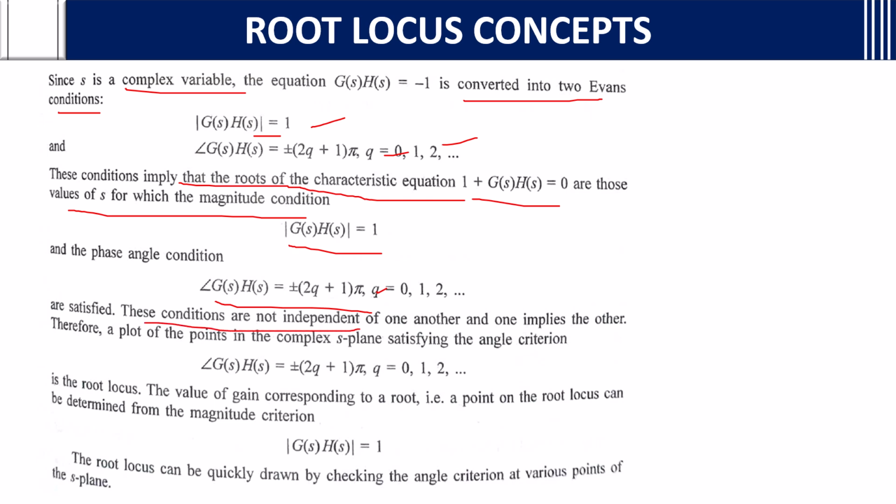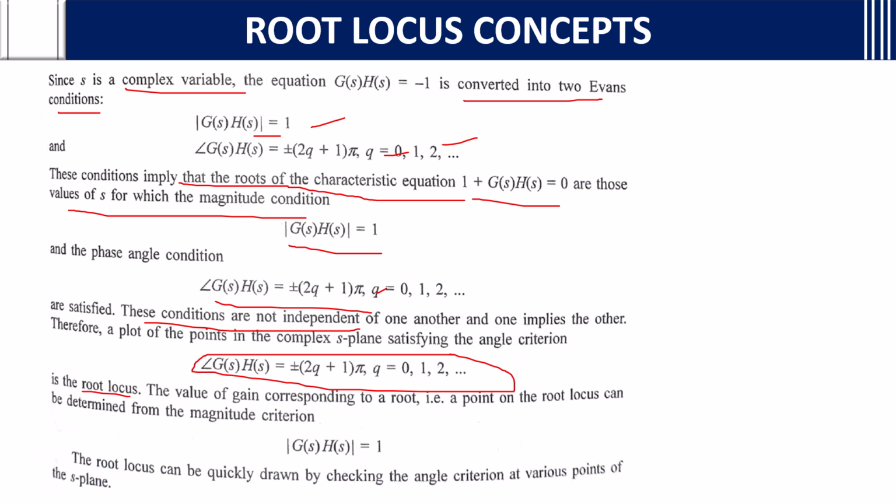These conditions are not independent of one another, and one implies the other. They are dependent, that is, one implies the other. Therefore, a plot of the points in the complex s-plane satisfying the angle criterion is the root locus. The angle we are finding is what gives the root locus.